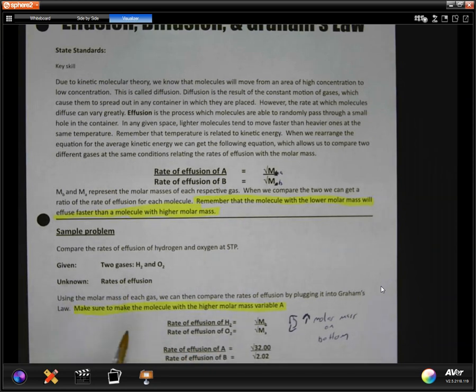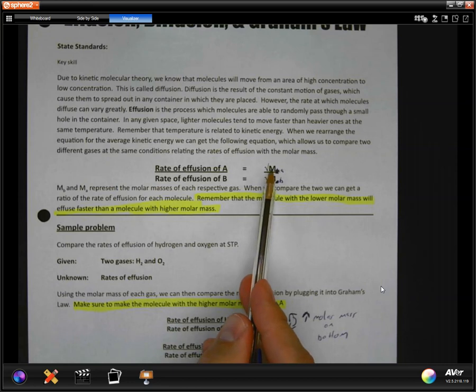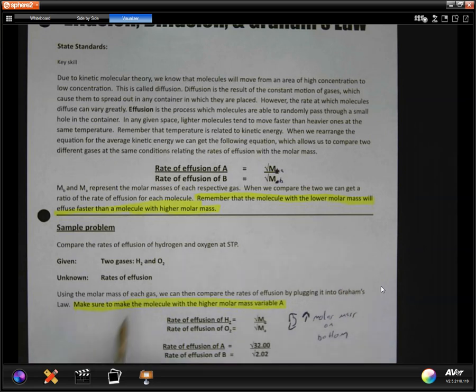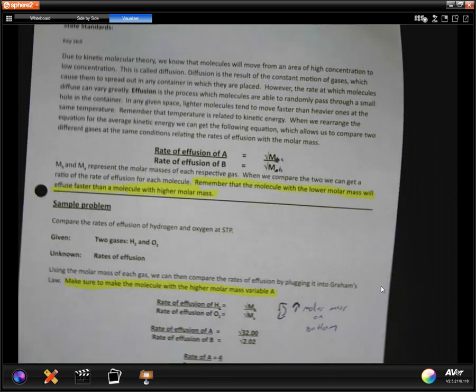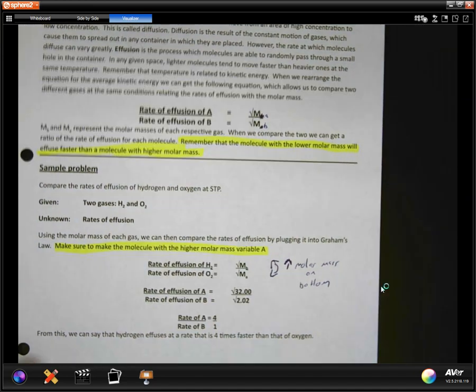And so if I have a sample problem like this where it says compare the rates of effusion for hydrogen and oxygen at STP, you can look at it and say, okay, well, how fast will hydrogen diffuse compared to oxygen? So the equation we use for Graham's law is simply the square root of the molar mass of one chemical divided by the square root of the molar mass of the second chemical. The only key when you do this is we do want to make sure the molecule that has a higher molar mass is on top. But other than that, all we're doing is we're just finding a ratio here to find out who is faster and slower.